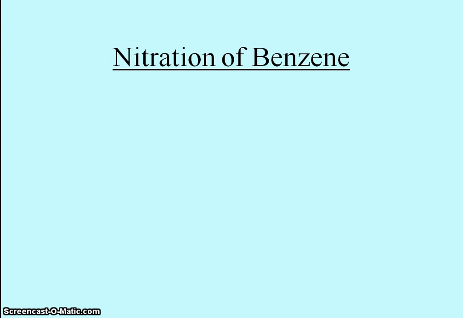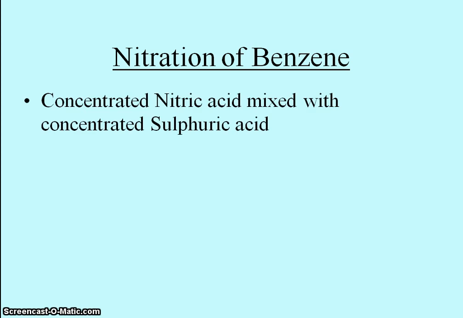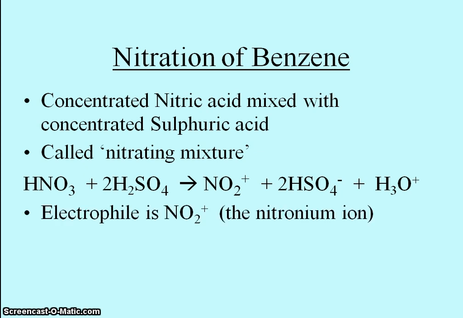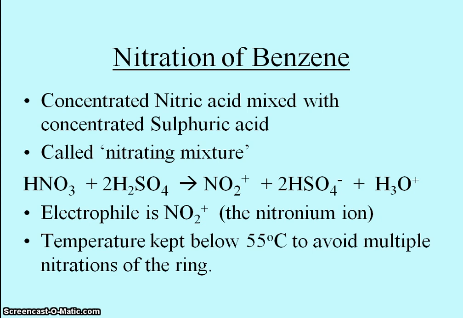Let's take a look at the nitration of benzene. This requires a nitrating mixture, which is a mixture of concentrated nitric acid together with concentrated sulfuric acid. So these 2 acids produce the electrophile in bold. This is the nitronium ion, NO2 with a plus charge. Keeping the temperature below 55 degrees means that multiple substitutions are avoided.